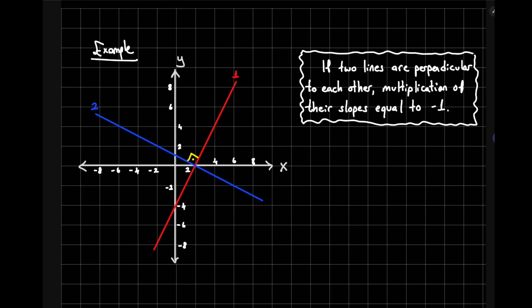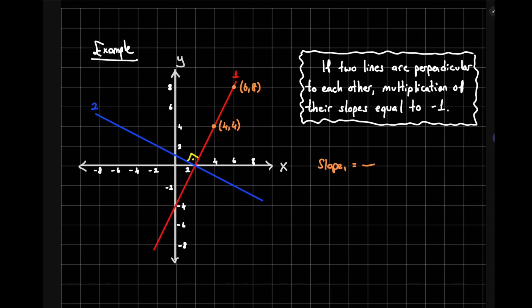Now let's calculate their slopes. For that, we will choose 2 points for each line. For our first line, let's choose these points. So our first point is 4, 4, and our second point is 6, 8. Therefore, now we will be able to calculate our slope.